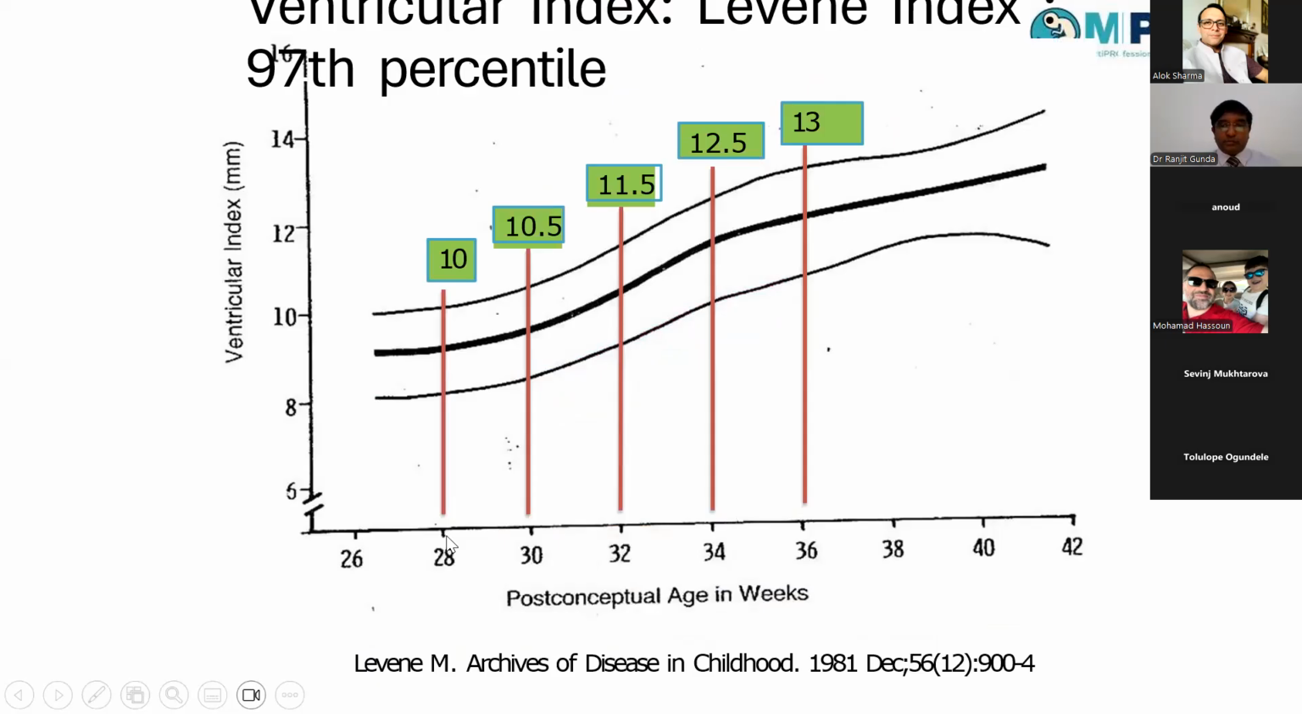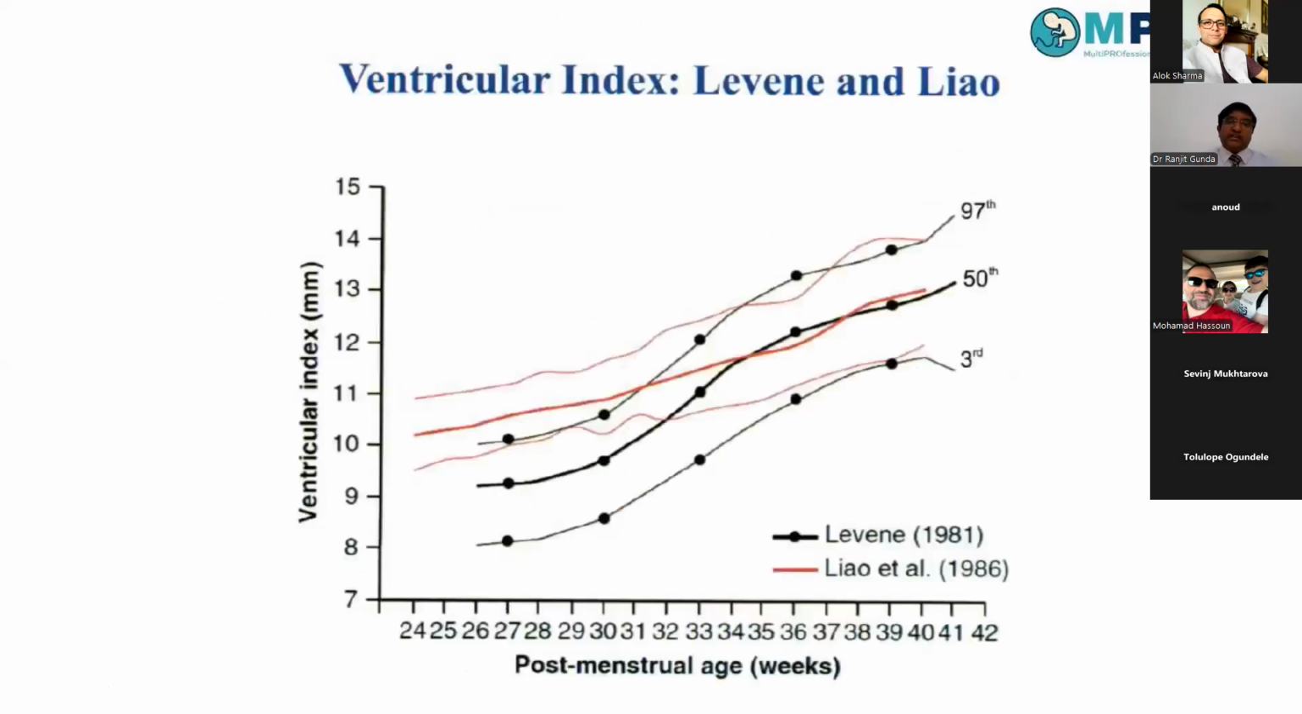If we go into a bit more detail on gestations, if a ventricular index is more than 10, irrespective of age, we should start suspecting it is on the higher side. Then we should look into it more closely and do a bit more evaluation. When to start intervening is the next question. Levene and Leo also did the same nomograms up to 42 weeks of gestation. As you can see, both nomogram lines are pretty similar, following the same pattern.